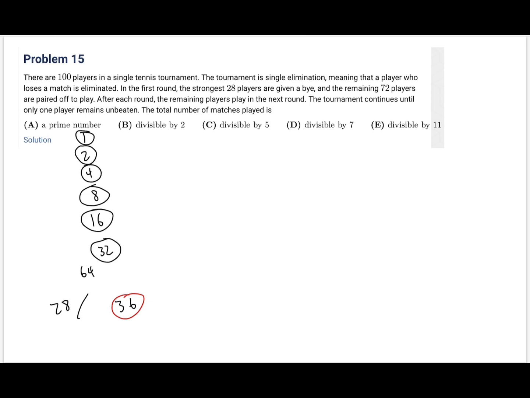So the total number of matches played is 1, 2, 4, 8, 16, 32, and 36, all added together, which is 63 plus 36. Which is 99. So it's divisible by 11. The answer is E.